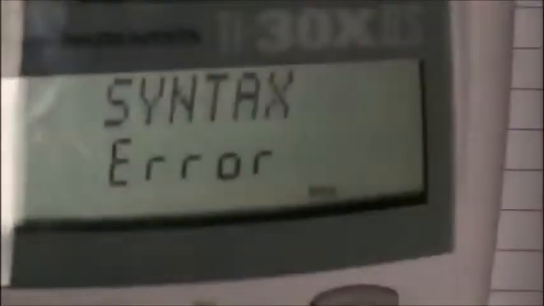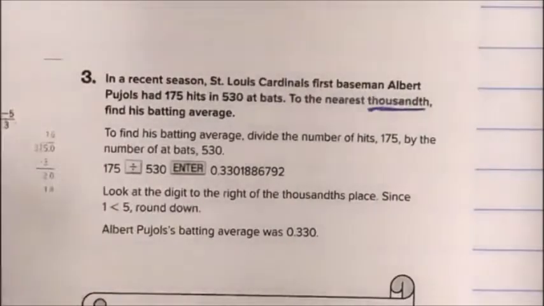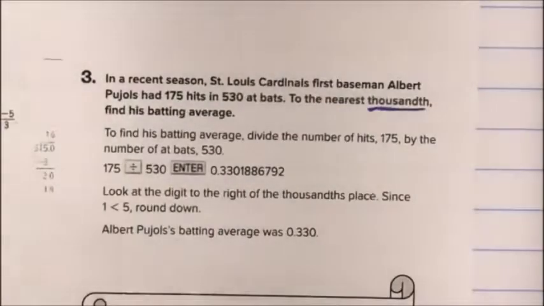So here's my calculator. Clear that, okay? I'm gonna do 175 divided by 530. Push enter, and I get 0.330188679. It goes on for a while.